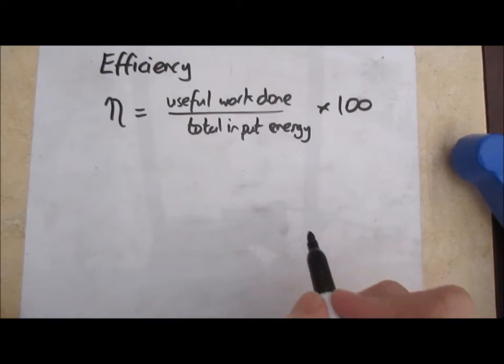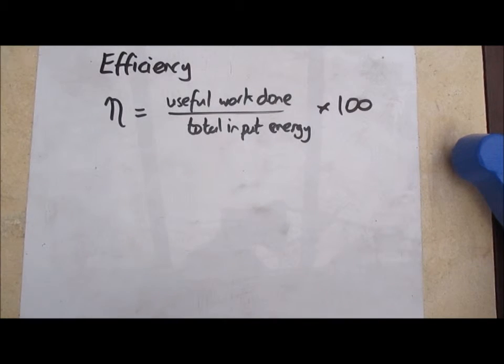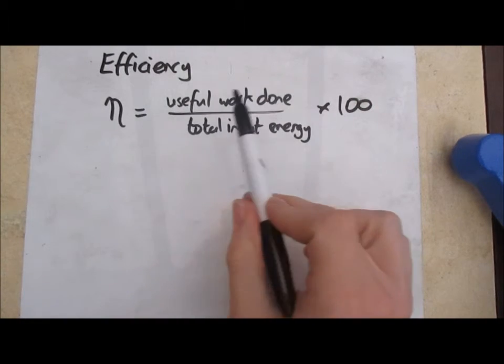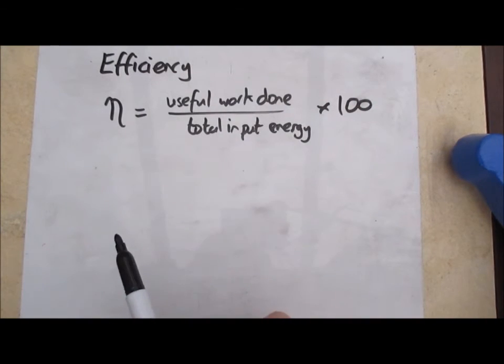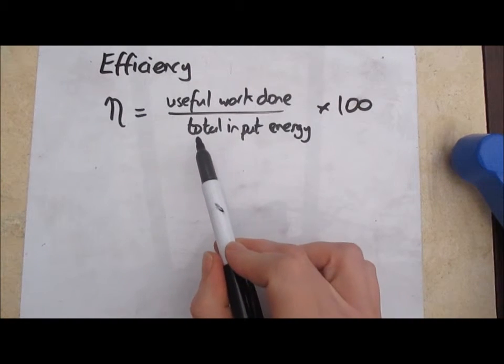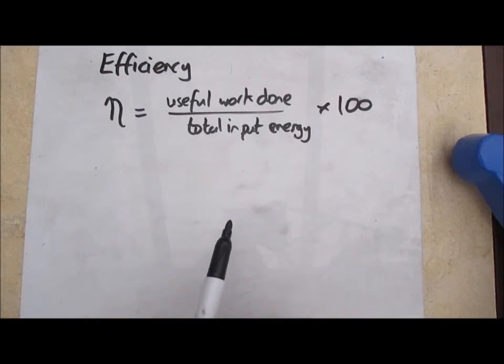A further aspect of efficiency would just be to consider the power that goes in and out of a system. So we look at the equation again, useful work done. We know that the power there would be useful work done divided by time. That would be the power output, the useful power output. And we've got total input energy on the bottom of the equation, and that would be the total input energy divided by time in terms of power.